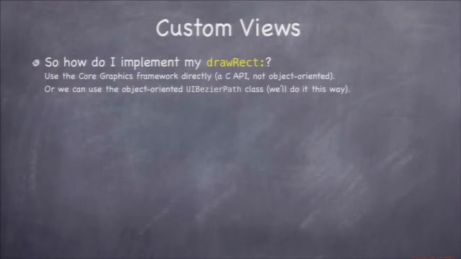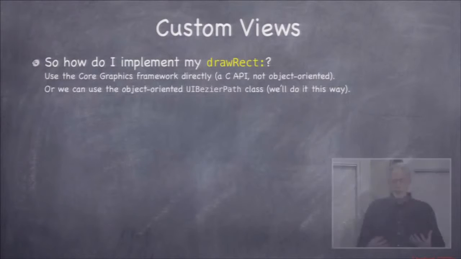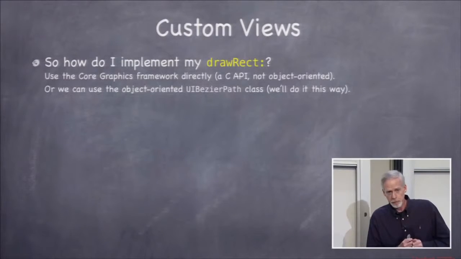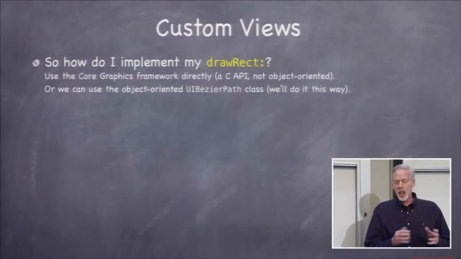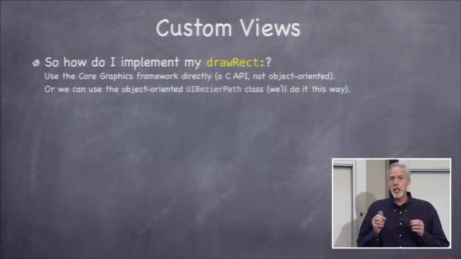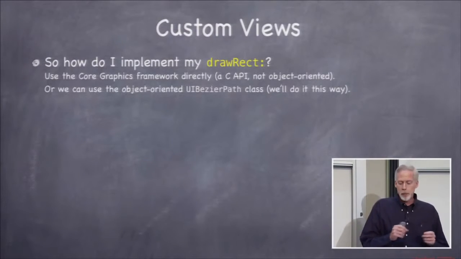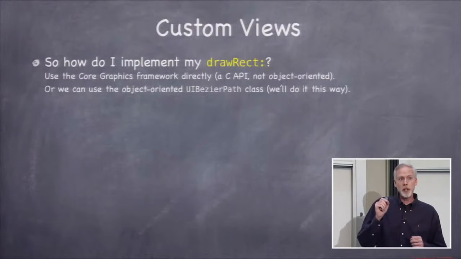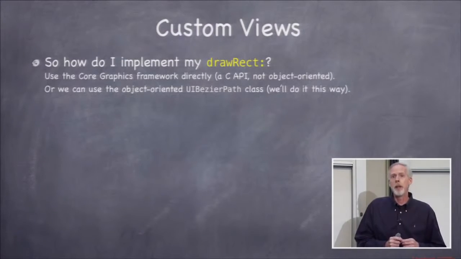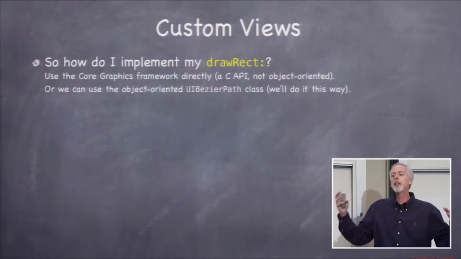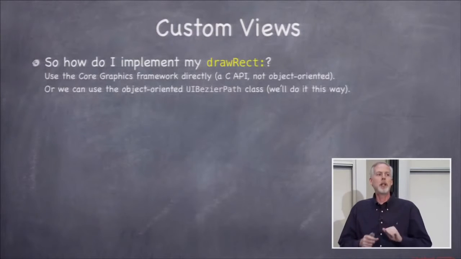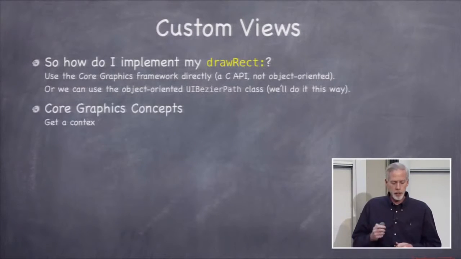All right, so how do I implement this drawRect thing? Okay, I got this drawRect method, I want to draw something. Well, the answer is you use this library, the Quartz library. It's called Core Graphics. It has a ton of C functions that all start with CG, Core Graphics. They almost all take a context as the first argument. We'll talk about that. Or you can use this nice class called the UIBezierPath. And UIBezierPath lets you build all these complicated shapes into a big path, and then you can stroke it or fill it on screen. Okay, so let's look into these.